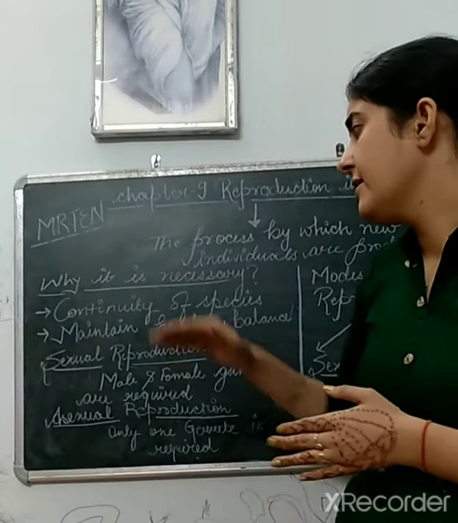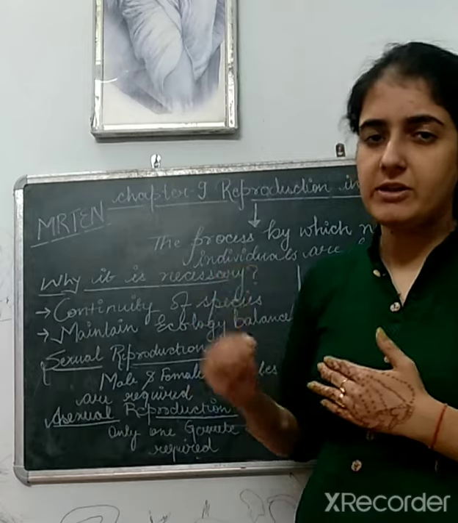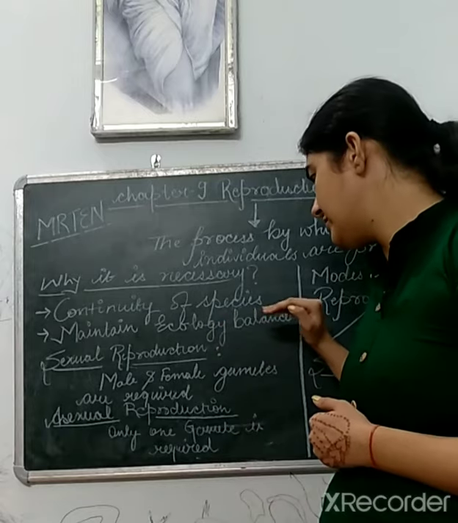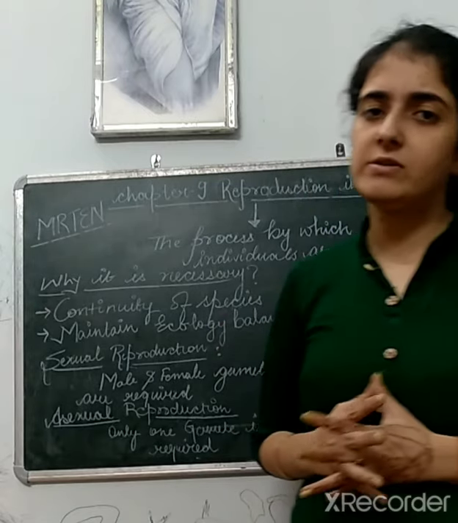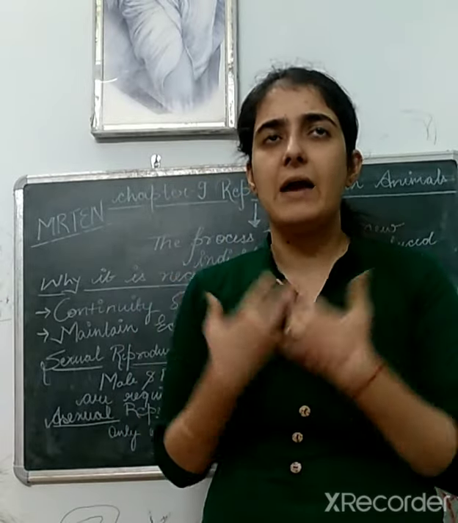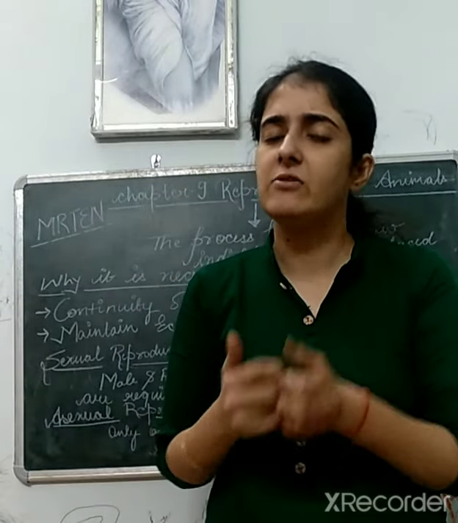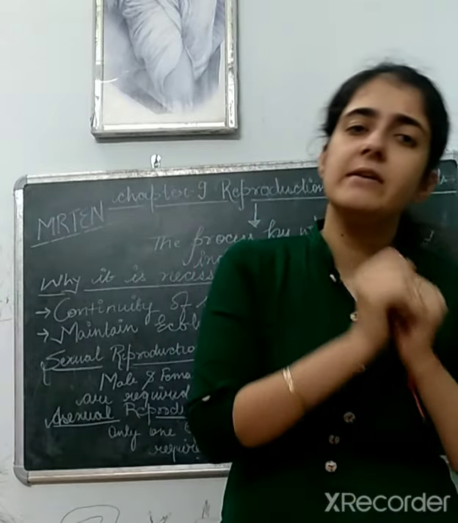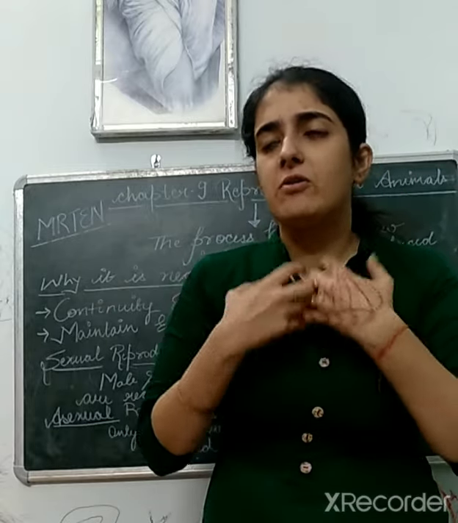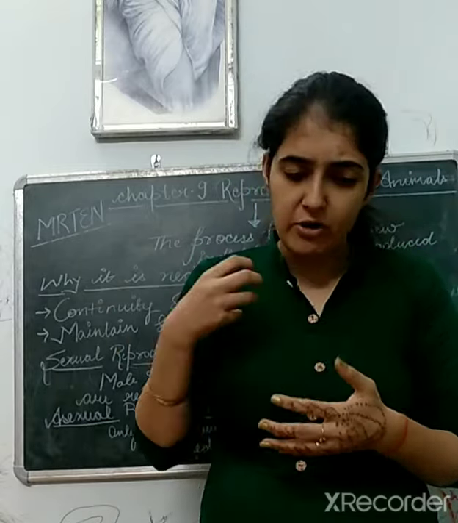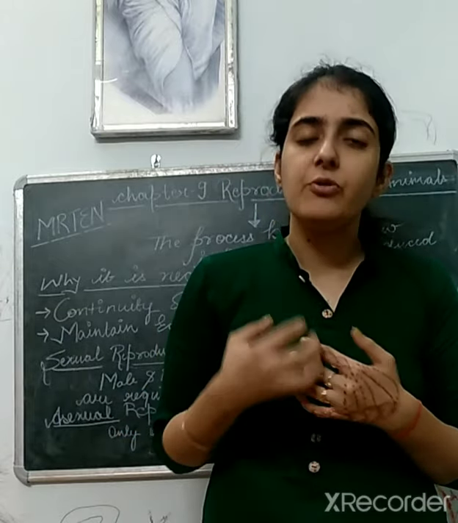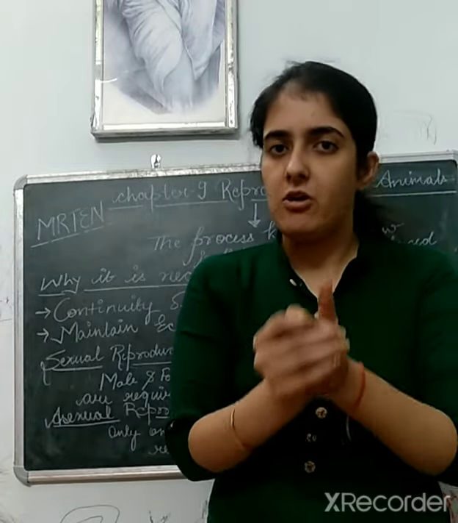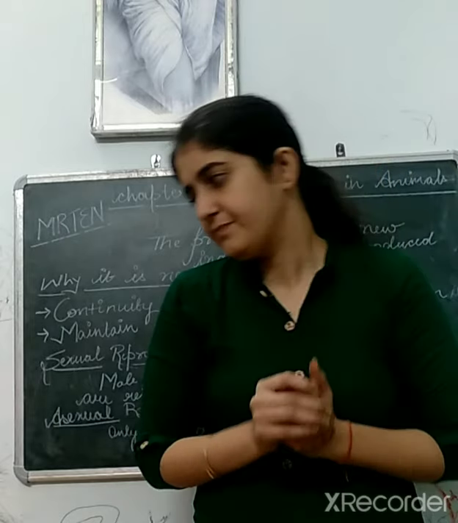Why is it necessary? Because of continuity of species. For the continuity of species, reproduction is important, and for maintaining the ecological balance, means to maintain our ecosystem, reproduction is important. Like I'm a human being and I can survive on earth without reproduction, right? I don't need reproduction, but it is very important for our ecosystem. You know very well, if any species becomes extinct, what would happen? We have already discussed this in chapter number 7, right?